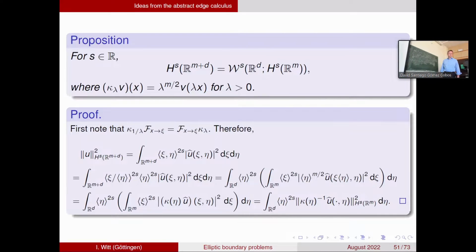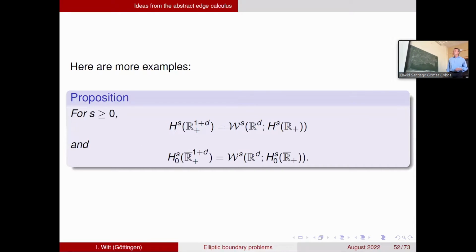Okay. So that's basically the only observation we need to pass to higher dimensions. Okay, so here are a few more examples. If we have the space HS naught, so we had it yesterday, but I can just record things.